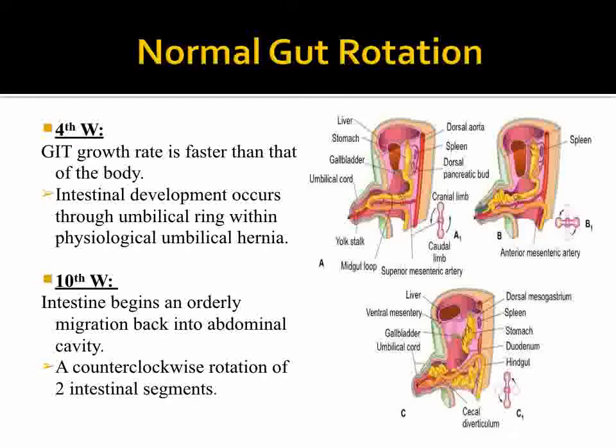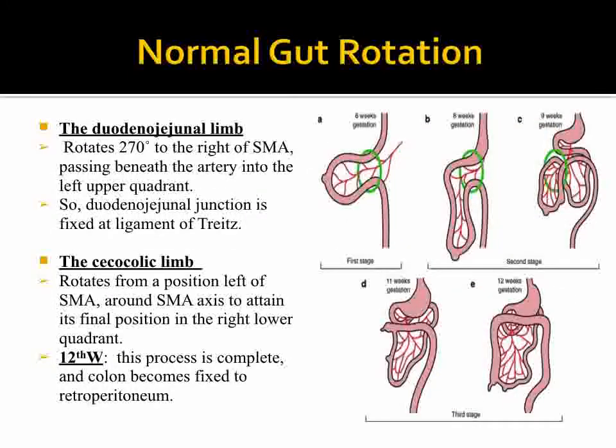Failure of this process, failure of this orientation, results in intestinal malrotation, meaning that the intestine will not be oriented into the normal position. So the duodenum will not take its C shape, and the duodenojejunal junction will not be to the left side of the vertebral column.